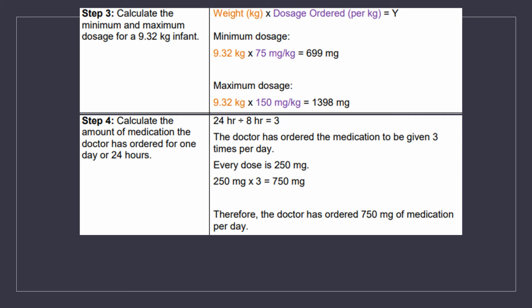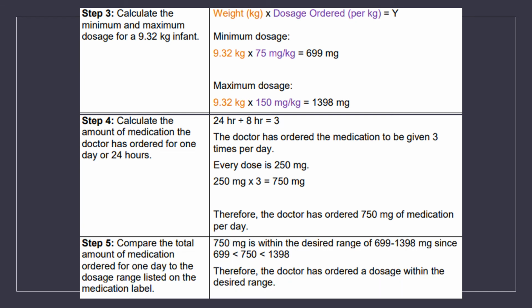So in 1 day, it is equivalent to 3 8-hour shifts. So the doctor has ordered the medication to be given 3 times per day. So every dose is 250 milligram. So 250 milligram times 3 is equivalent to 750 milligram. So therefore, the doctor has ordered 750 milligram of medication per day.